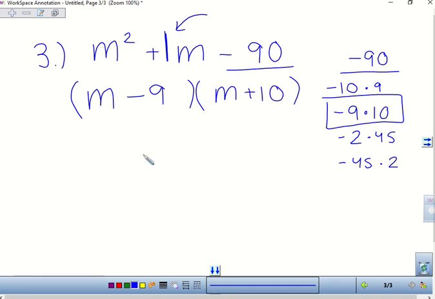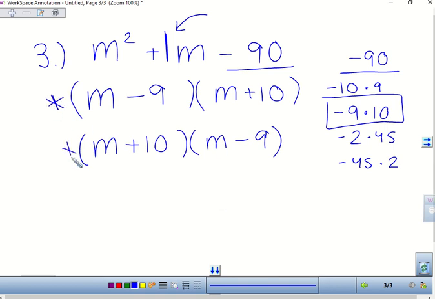Now, a lot of people always ask me, would it also be correct if I wrote m plus 10 times m minus 9? And the answer is yes, because multiplication is commutative, meaning you could do 4 times 5 or 5 times 4. It's the same thing. So either of these are correct answers. Okay? So do you guys have a general idea of what you're trying to do now?